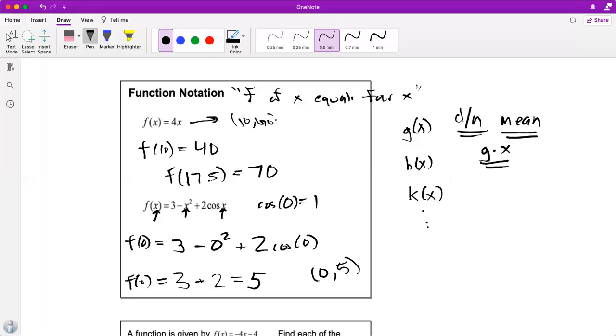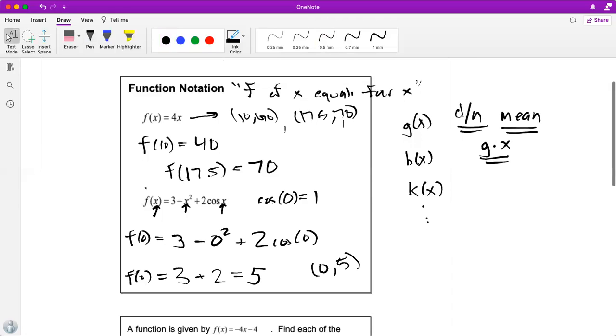(10, 40), and (17.5, 70). Because when I put 17.5 as my input, like my x, the output, or y, that I got was 70. So it's going to be important that you can connect the inputs of functions to the x's on graphs and the outputs of functions to the y's on graphs. And we'll see more of that later.